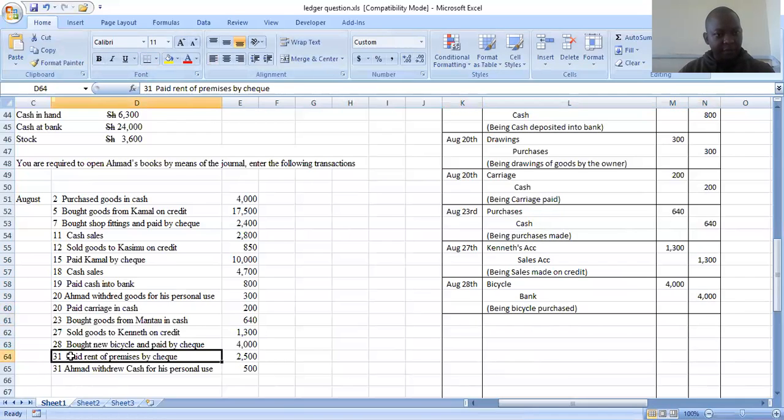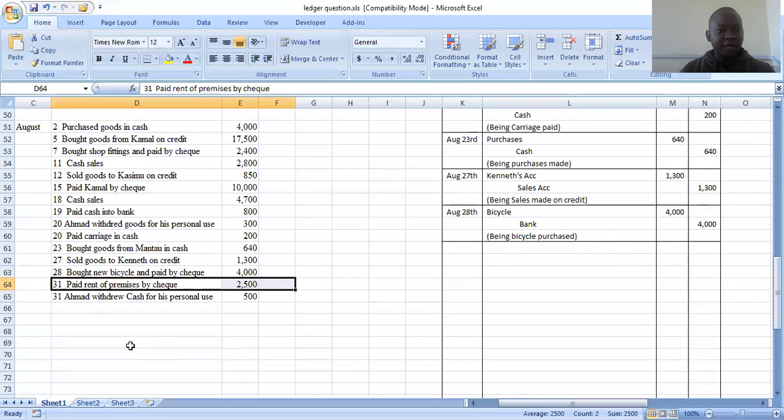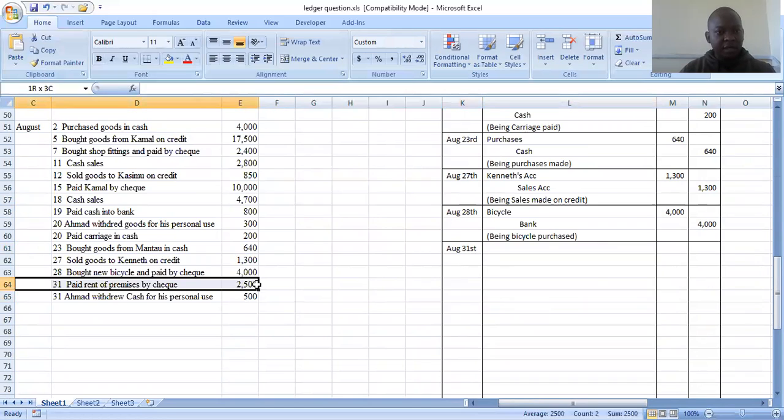Then we move on to the other transaction on the 31st of August: paid rent of premises by check. So which two accounts here? One is rent expense and two is bank account. The rent was paid by check. What type of accounts are they? Rent is an expense, bank is an asset.